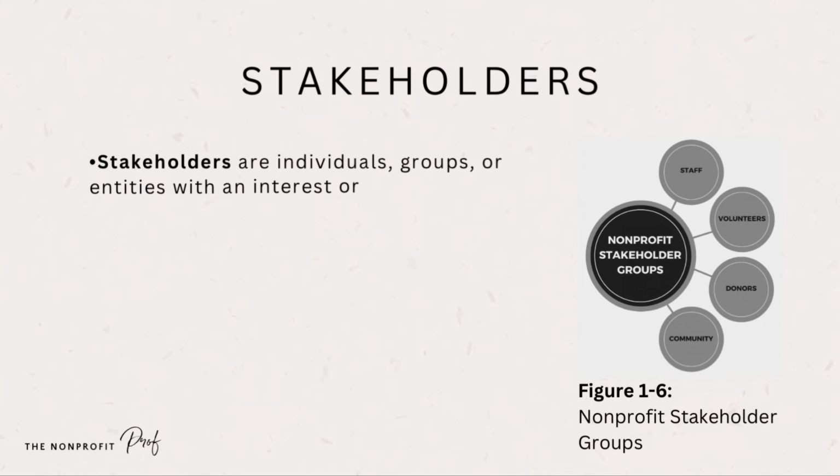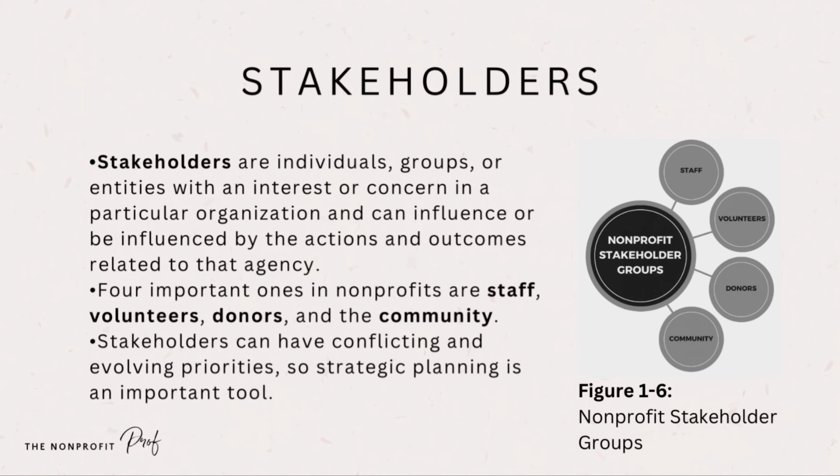But before we get into what those 4 categories are, I want to first talk about what stakeholders are. Stakeholders are anyone who has skin in the game. They have a vested interest. They care about the success or failure of an organization. And stakeholders can be individuals, groups, or entities. As a stakeholder, they can influence or be influenced by the actions and outcomes related to that organization. So when it comes to a nonprofit, there are a lot of people who have a vested interest and concern for that nonprofit agency. But if you were to take all those people and categorize them into 4 buckets, you could do that, and they would be staff, volunteers, donors, and the community.